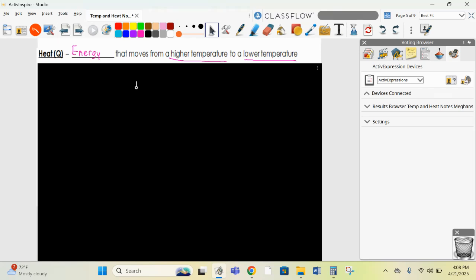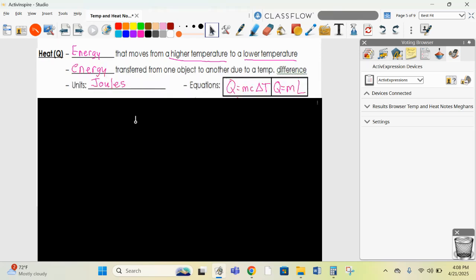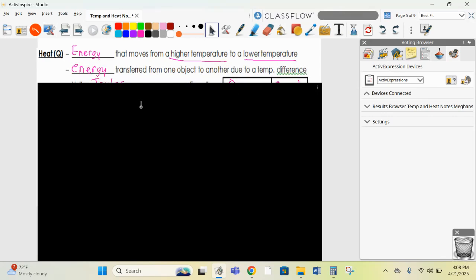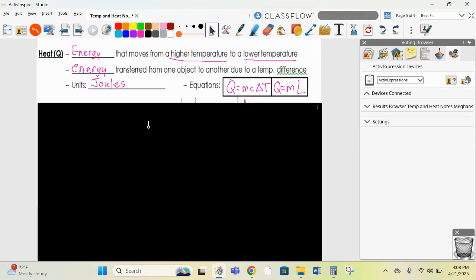Heat is energy, and it's energy movement. It's energy that moves from one object to another due to a temperature difference, and it's always going to go from a hot object to a cold object. The units we measure in, still for energy, are joules. And we actually have two equations for heat.